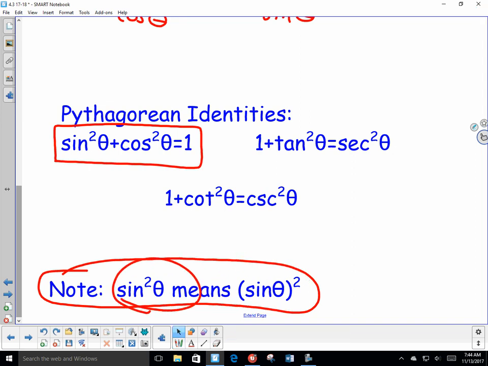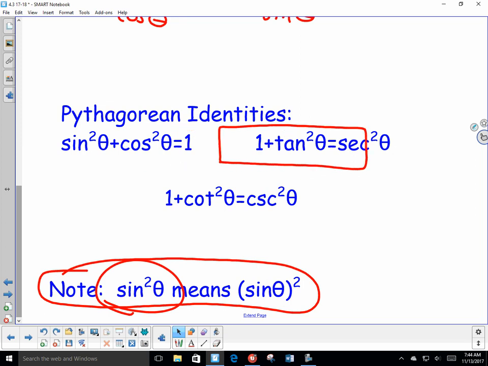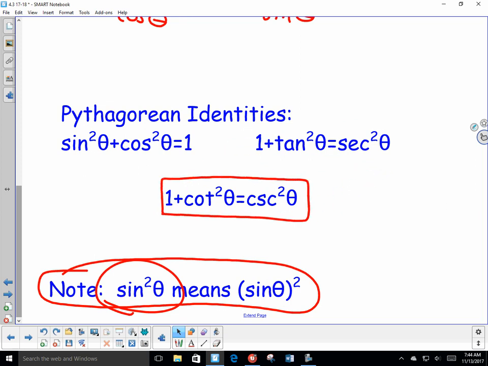Instead, they write it like this. They just write sine squared theta, but it means take your sine of theta and square it. So that's our little abbreviation for sine of theta quantity squared. That's our first Pythagorean identity right here. Another one is 1 plus tangent squared theta is always going to be equal to secant squared theta. And the last Pythagorean identity is 1 plus cotangent squared theta is equal to cosecant squared theta. All right, so those are our three Pythagorean identities.